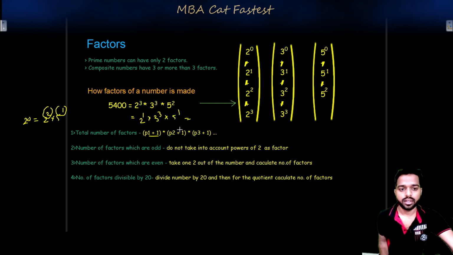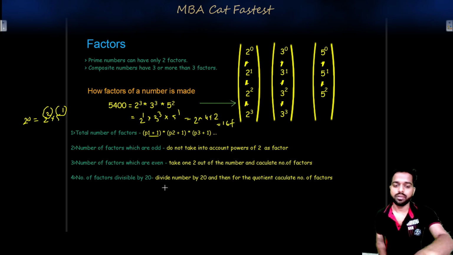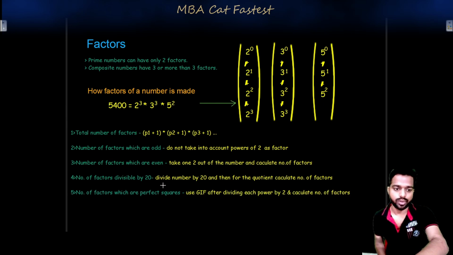Now by similarly using this process, this becomes 2 into 4 into 2. This becomes 16. So 16 factors of 5400 will be divisible by 20. This is how you calculate this.